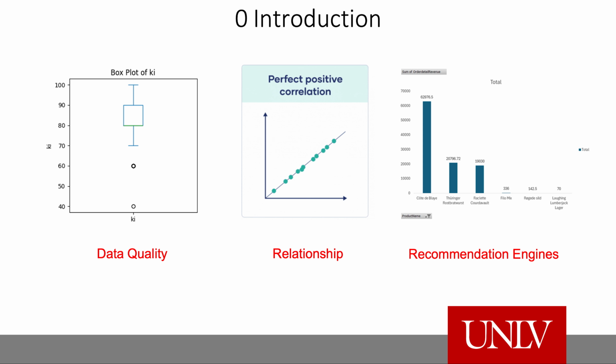For example, a box plot makes it easy to detect outliers, while a scatter plot helps us see whether two variables move together or in opposite directions. And beyond simple analysis, visualization also powers advanced tools like recommendation engines, which analyze user patterns to suggest products or content. So whether it's for detecting outliers, finding relationships, or building AI systems, data visualization delivers faster, clearer, and more actionable insights.